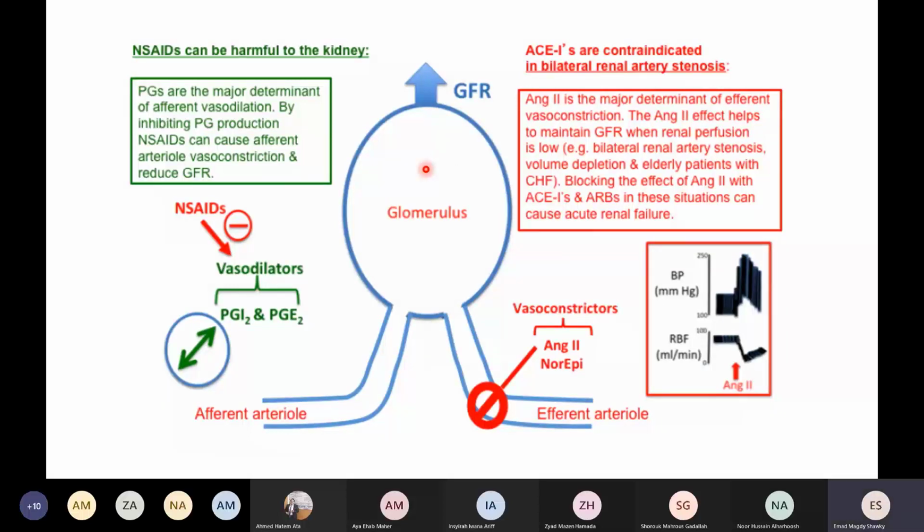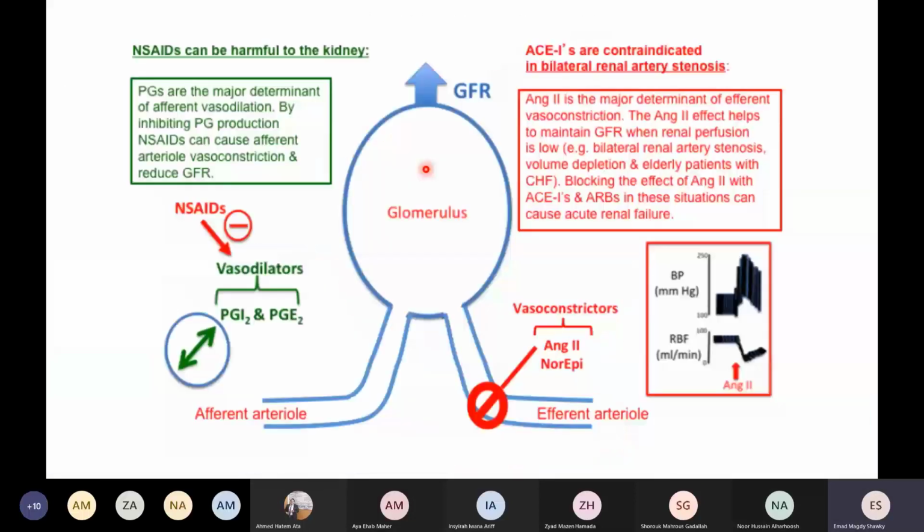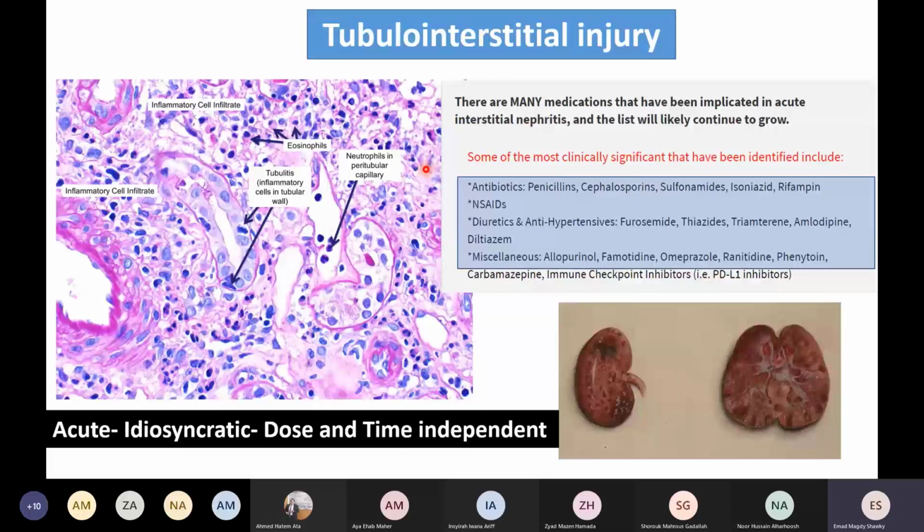So number one was the mechanisms of drug-induced glomerular disease. By the way, you can study any disease in nephrology this way. The structures of the kidney are glomerulus, tubulointerstitium, vascular, and lower urinary tract or post-renal. You can put all the diseases under this scheme.